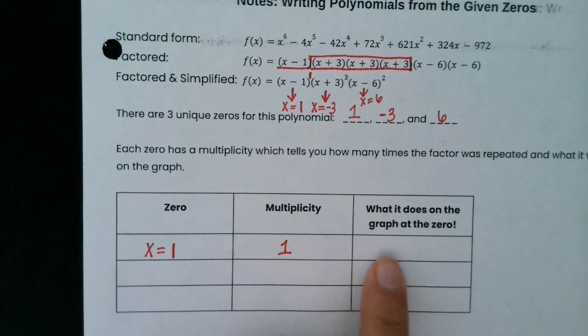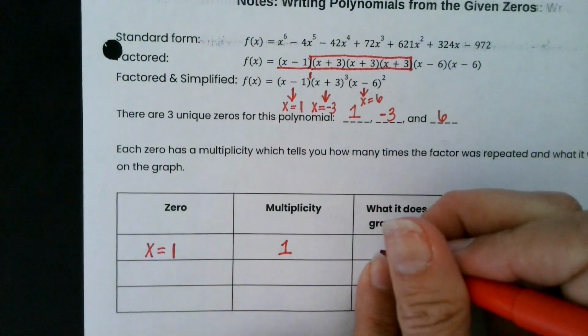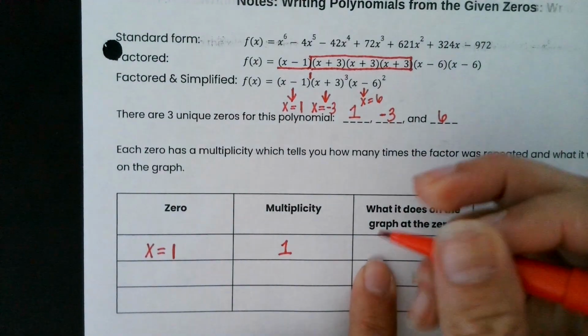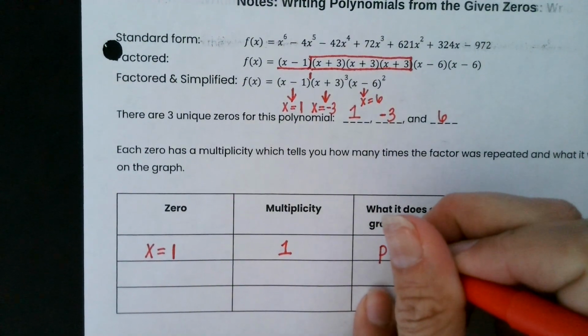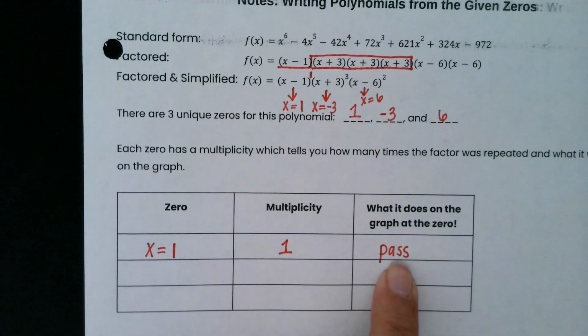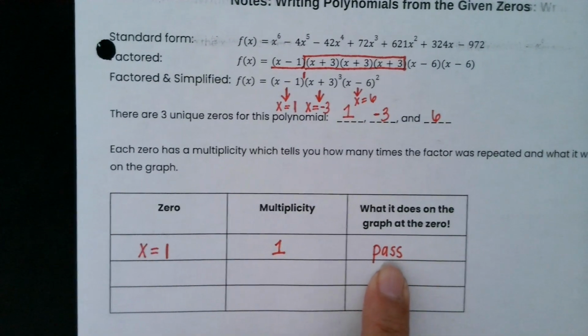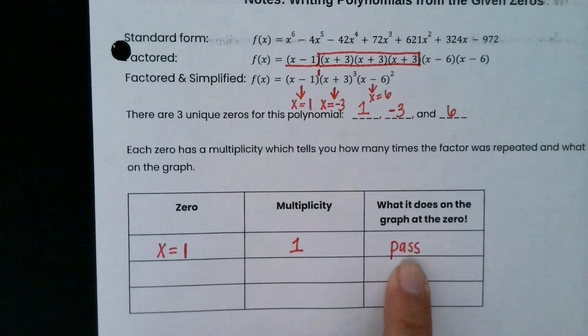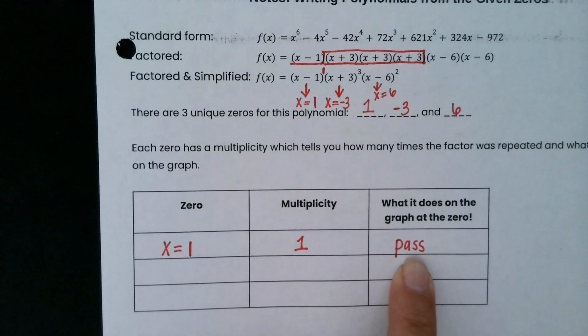All right, whenever it's a multiplicity of 1, the line part of the graph just passes through the point. It's going to go right through it. I'll show you in picture form in just a minute.